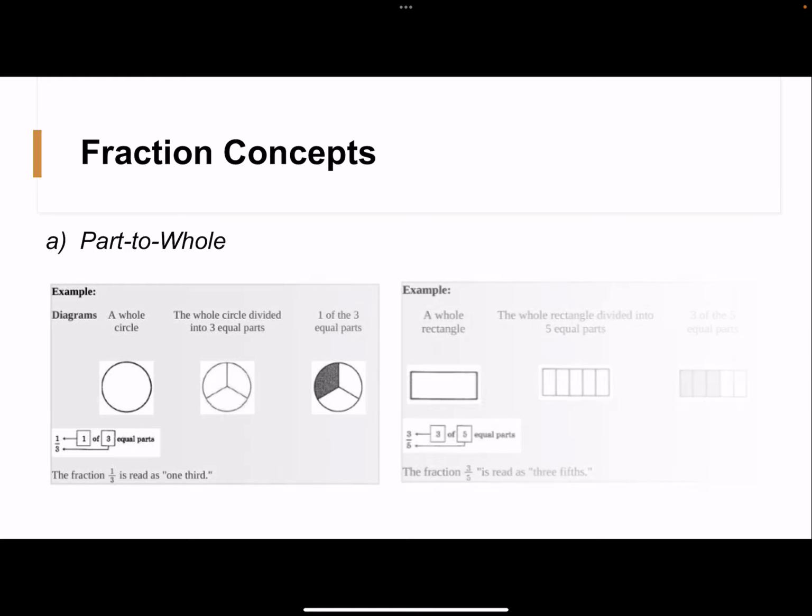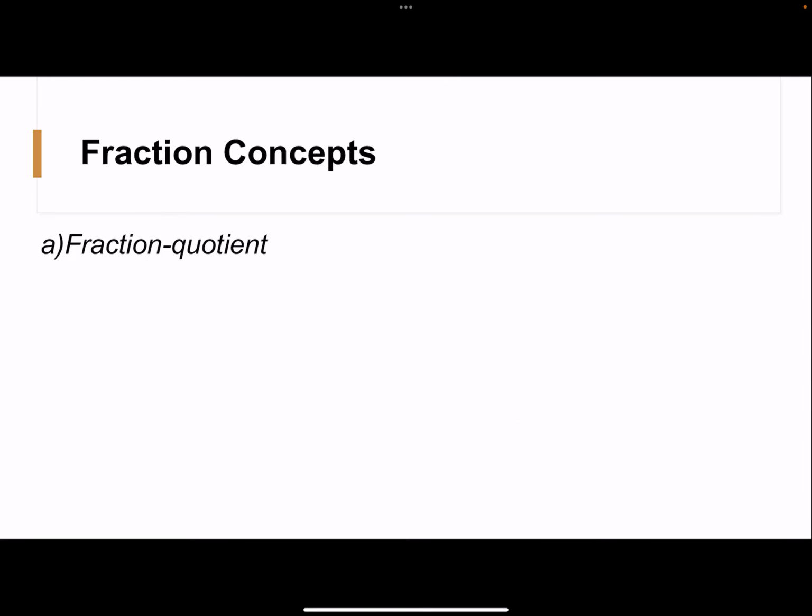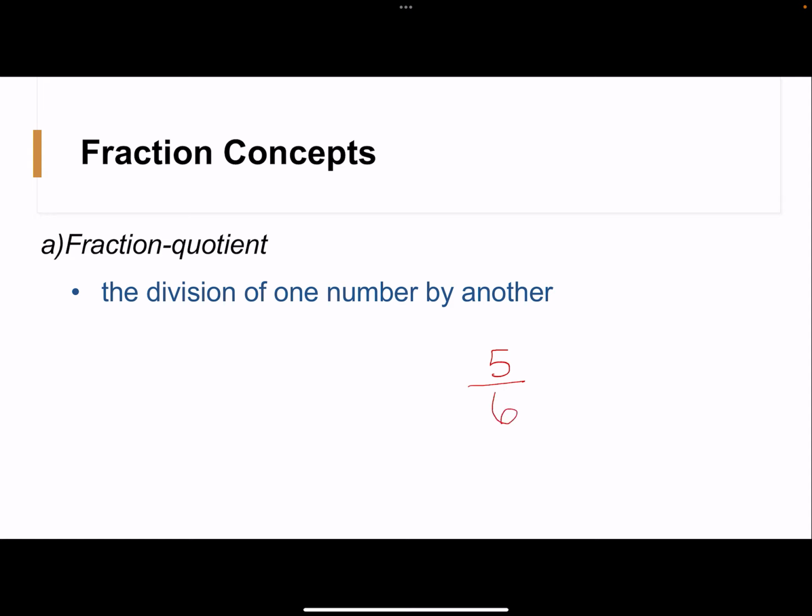The second fraction concept that I want to talk about is the fraction quotient. This is simply the division of one number by another. If I said 5 divided by 6, it just means that we're taking 5 and we're dividing it by 6.